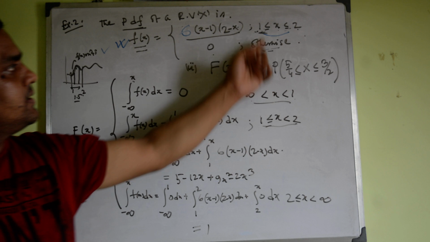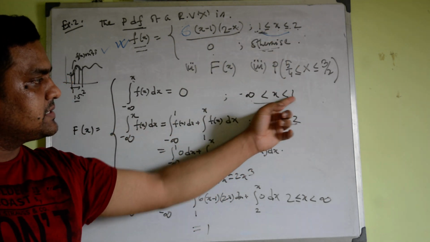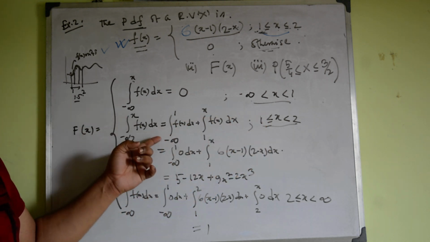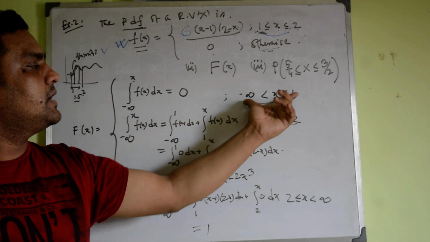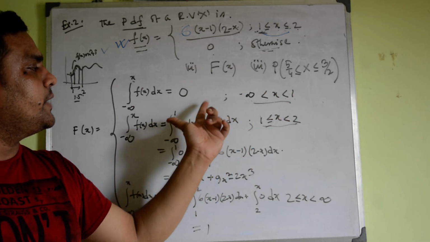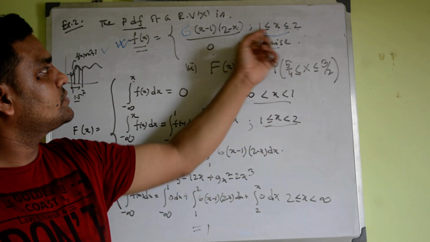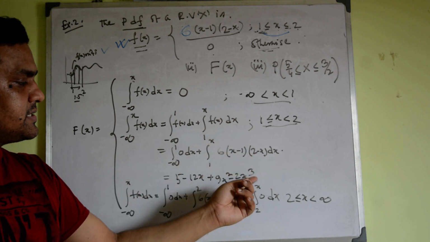Next, the interval 1 to 2. Here, for x between 1 and 2, I write it so that continuity is maintained: the integral from minus infinity to x equals the previous interval, minus infinity to 1, and the last part, 1 to x. Then for 1 to x, where x is between 1 and 2, within that interval the value is this. Put it here, simple integration, and you will get this value.